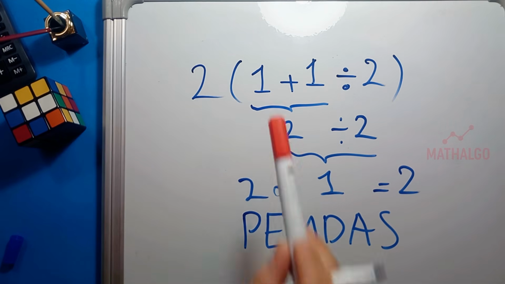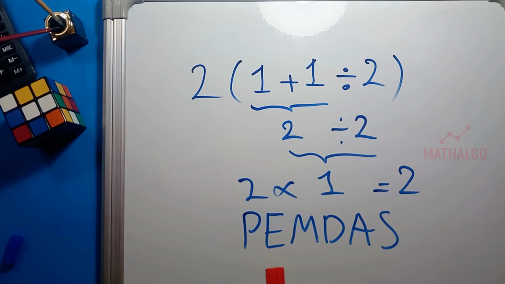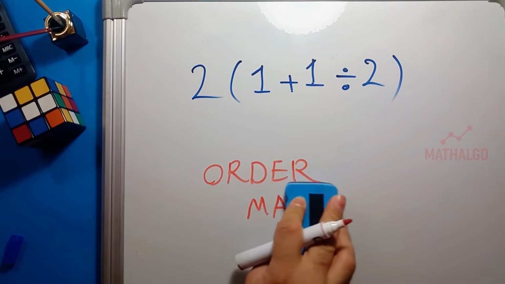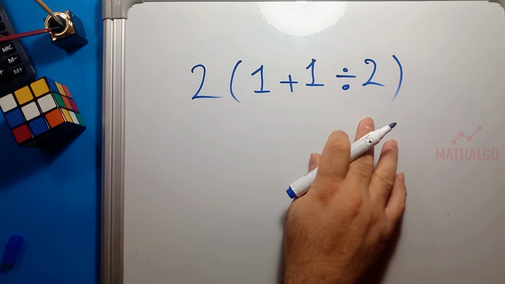It means inside parentheses first, then exponents, then multiplication and division, then addition and subtraction. And multiplication and division share the same priority. Addition and subtraction also share the same priority. The order matters. Let's solve it properly.